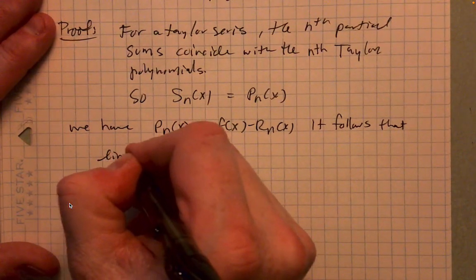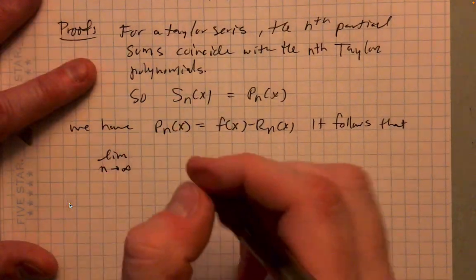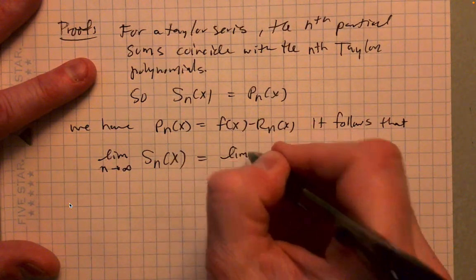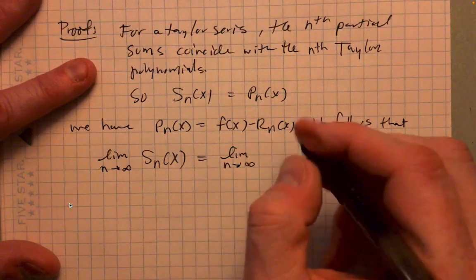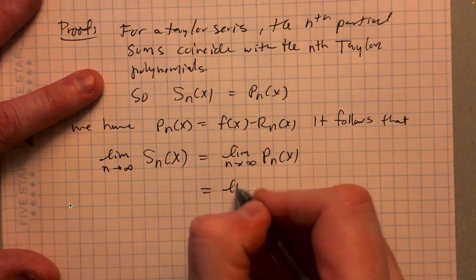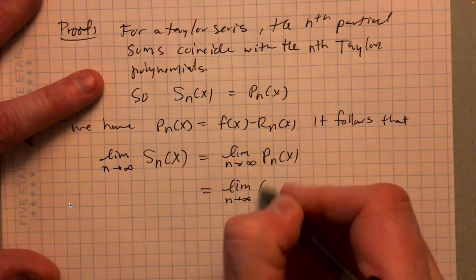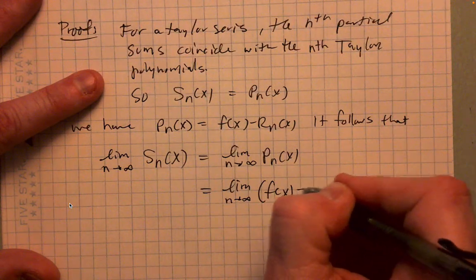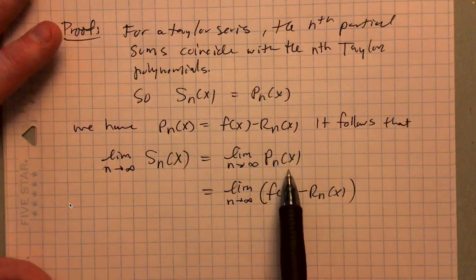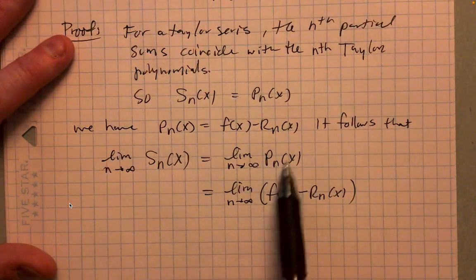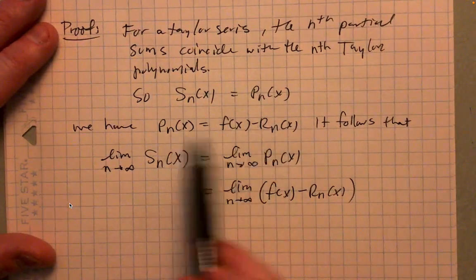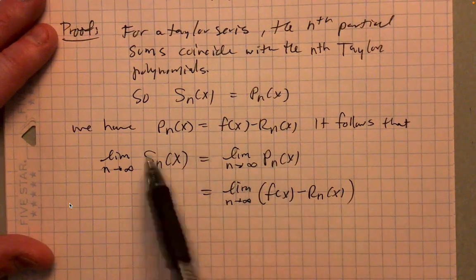Okay, so it follows pretty quickly that the limit as n goes to infinity of S of n of x is going to be equal to the limit as n goes to infinity of P sub n of x. And what is that? Well, that's just the limit as n goes to infinity of f of x minus r sub n of x, right? The p sub n is just the function itself minus the remainder. That's not even algebra, it's just given right there.